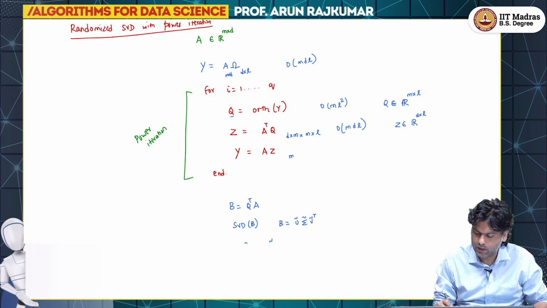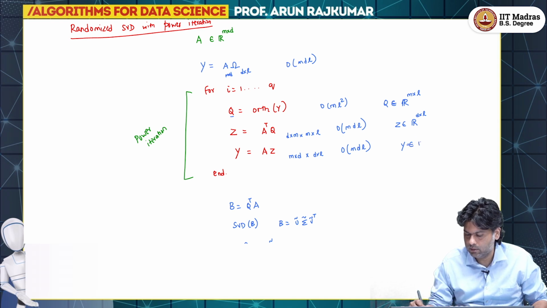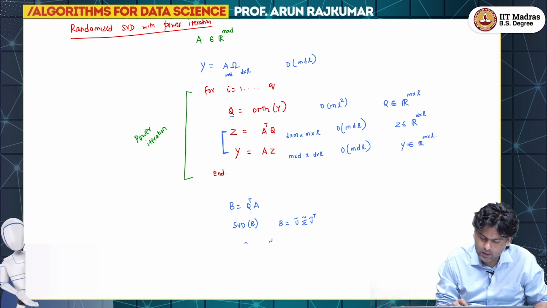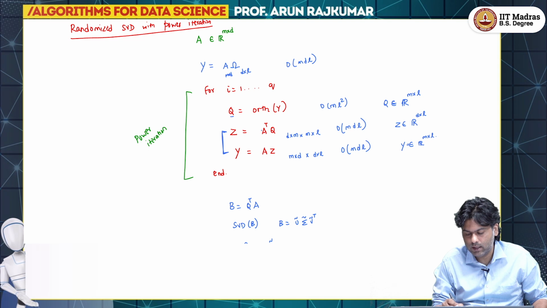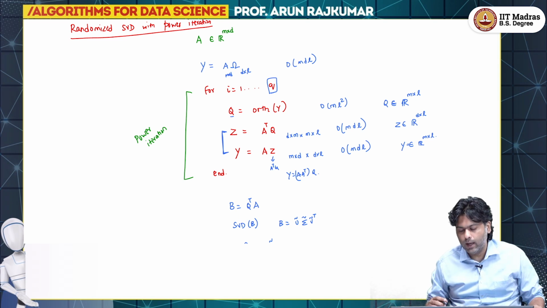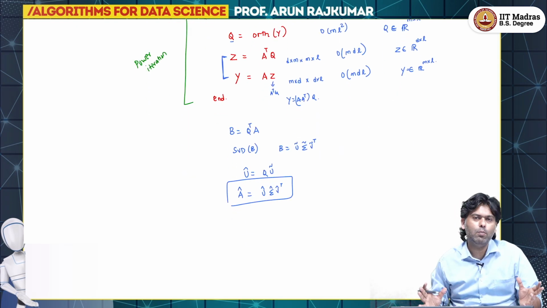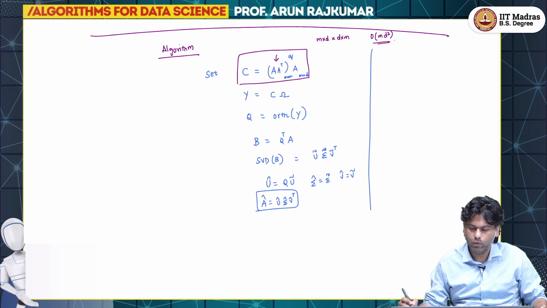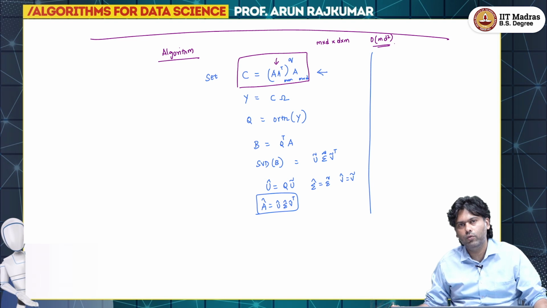And now I do A times Z, which is M cross D times D cross L, which is again order of MDL, and then Y now becomes M cross L, right. So, effectively by doing these two steps, Z is just A transpose Q. If I substitute A transpose Q here, I am just doing Y as A transpose Q. And then I am repeating this small q number of times, which means that essentially I have done A transpose power q, right. That's precisely what has happened, and because of this, this is like mimicking starting with A transpose power q times A, and then getting a Q by doing a random linear combination of those columns, and then orthonormalizing it.